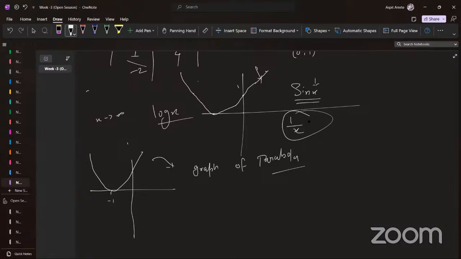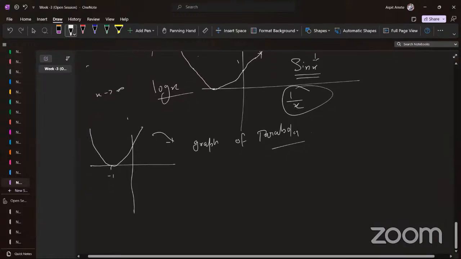If you are not from the maths department or maths background as well, you have seen this kind of thing in this course itself, right? Yes, sir. So forget about this. Just see this graph.